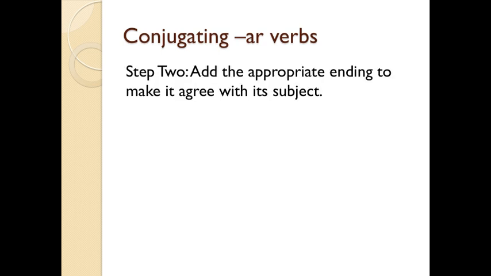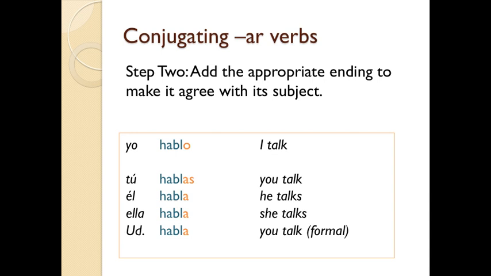Again, you add the appropriate ending to make it agree with its subject. Let's look at those first verbs as singular ones. If you want to say I talk, you take off the AR, hablo, and you add O. Hablo. Everyone say it, hablo. Hablo means nothing else in Spanish but I talk. Yo hablo, or simply just hablo. You can say either one. Either one means I talk, because the O itself will signify that it means I do this.